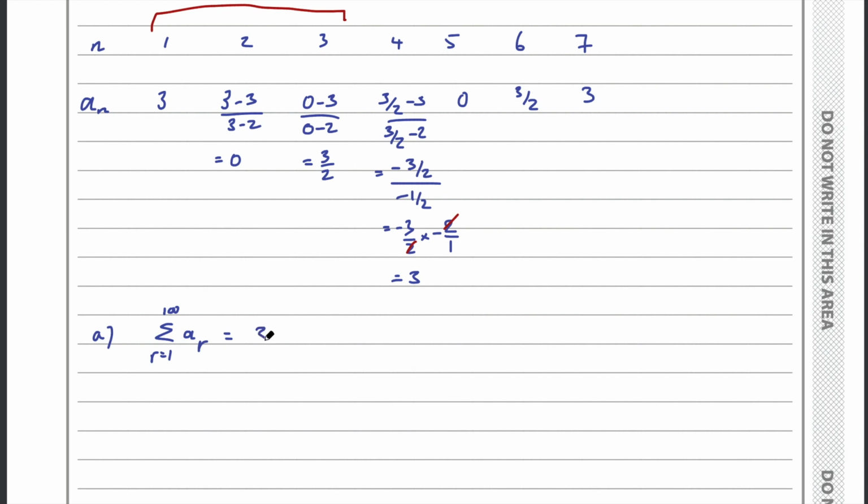So 33 times 3 plus 33 times 0, well, that's just going to be 0. And then 33 times 3 on 2 plus that 100th term, which would be a 3. Then we just need to figure out the sum of this. So 33 times 3, that's 99. 33 times 3 on 2, or 1.5, that's 49.5 plus 3. This is going to be 148.5 plus 3, that will be 151.5. Okay, that was part A.